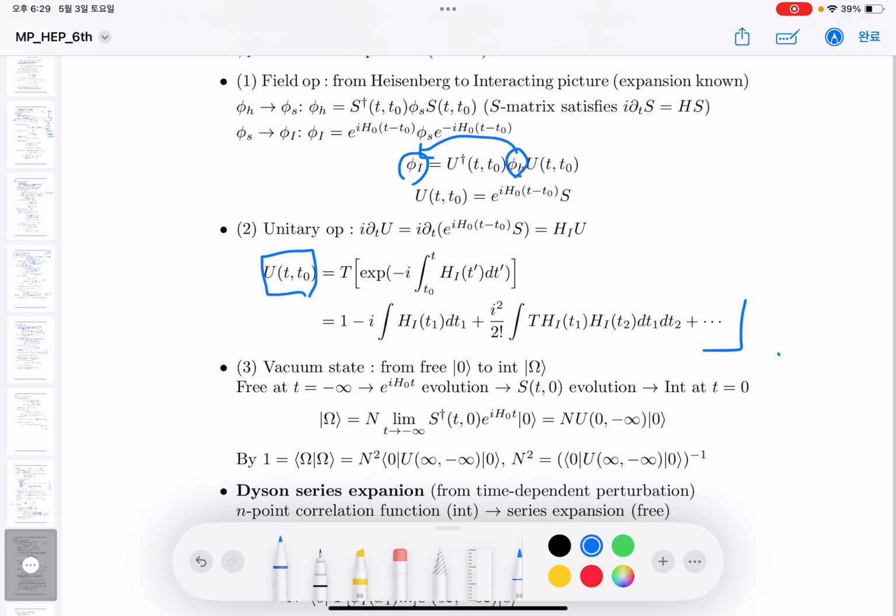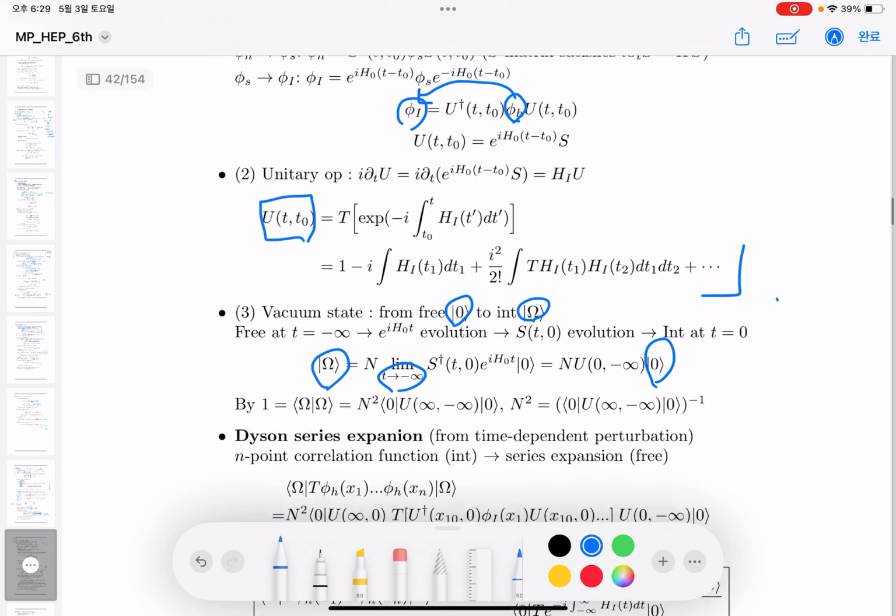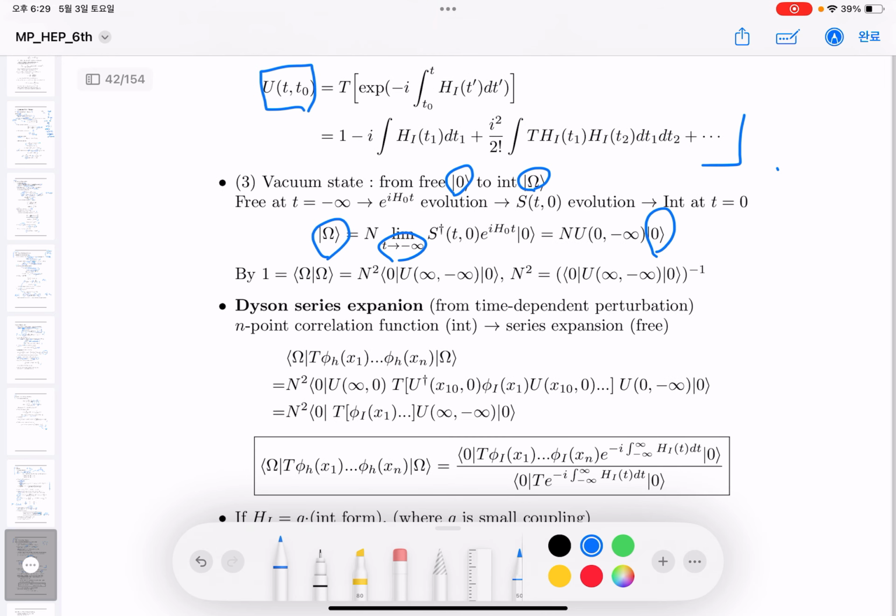And the third one is the vacuum state. So far we discussed the free vacuum, but we should describe the interacting vacuum. And this interacting vacuum can be approximated by the free vacuum as the time goes from minus infinity to infinity. So such n-point correlation functions in the Heisenberg picture can be rewritten in terms of interaction picture field operators, the time evolution operators, and the free vacuum. So this is the Dyson expansion.